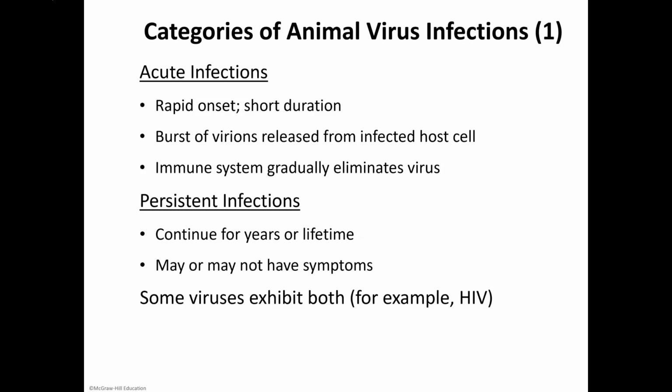So now we're going to talk about different types of infections associated with animal viruses. We can have acute infections, we can have persistent or chronic infections, and then we can have infections that are called latent. An acute infection is one that has a very rapid onset. Typically it's very short in duration, but it's really intense, versus a persistent infection, which can be continuous for years and years, and can show symptoms at times, and then other times may be asymptomatic.